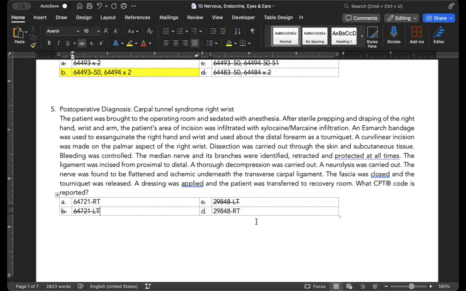And then your 29848 is an endoscopy wrist surgical with the release of a transverse carpal ligament. So they're both for release of the carpal ligament. However, one is an endoscopic procedure, and then one is just a neuroplasty, so an open procedure. So we should go with the open procedure within the 60,000 series, the 64721.